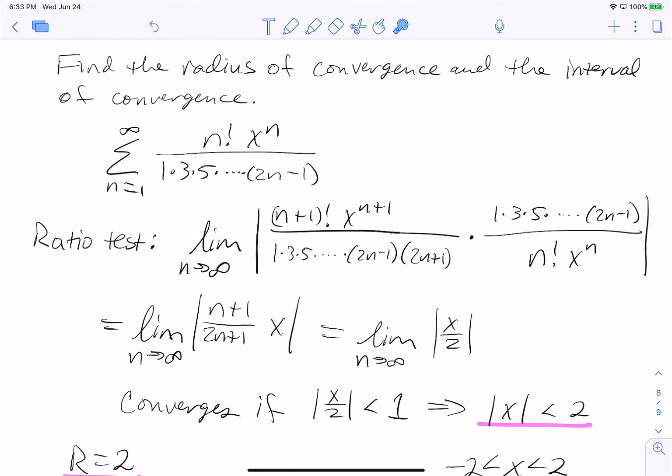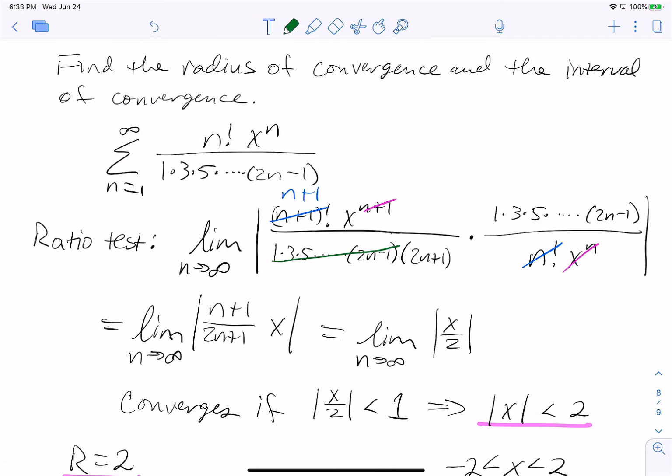Using the ratio test, we've got the limit as n approaches infinity of n plus 1 factorial times x to the n plus 1 divided by 1 times 3 times 5 all the way up to 2n minus 1 times 2n plus 1 times the reciprocal of the nth term, 1 times 3 times 5 all the way up to 2n minus 1 divided by n factorial times x to the n. All but one factor of x divides out. N factorial divides out, leaving us with a factor of n plus 1.